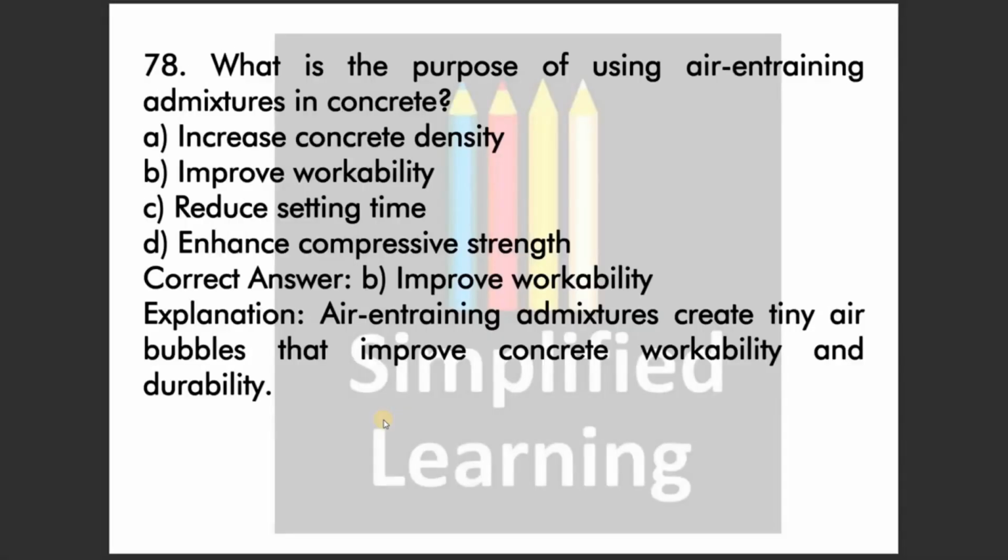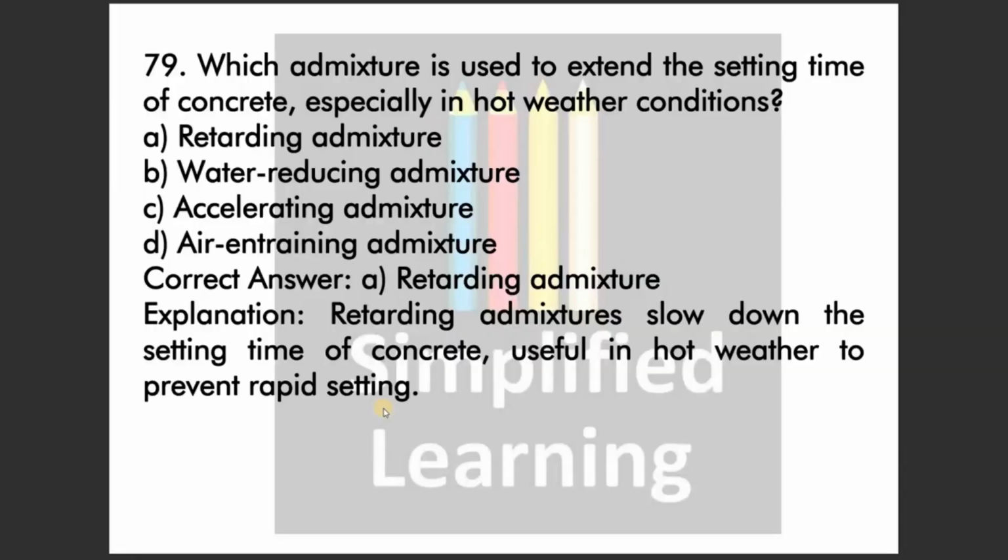Then what is the purpose of using air entraining admixture in concrete? See, workability is increased by introducing air bubbles. That's why air entraining admixtures are used to improve the workability. Then which admixture is used to extend the setting time of concrete, especially in hot weather condition? Retarding admixture is used to slow down, to delay the setting time of concrete.